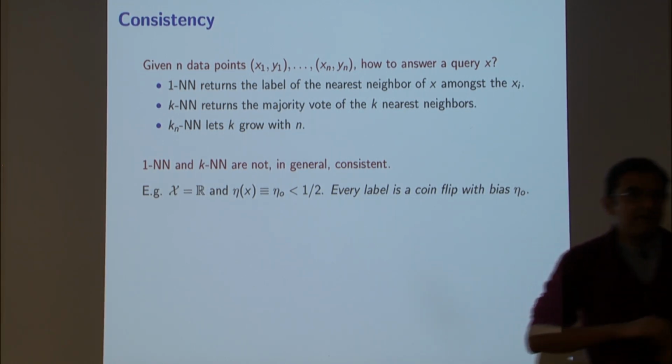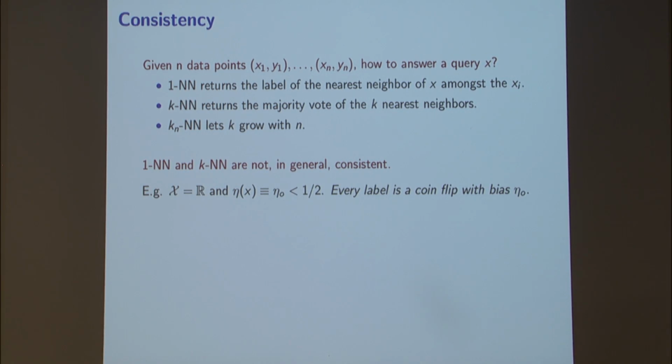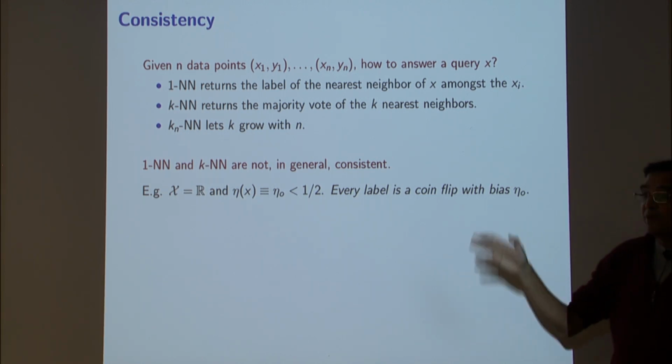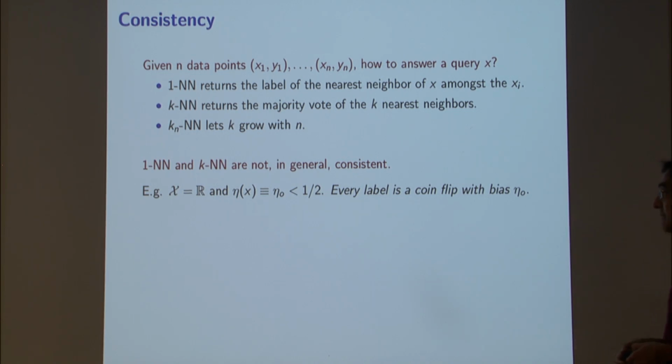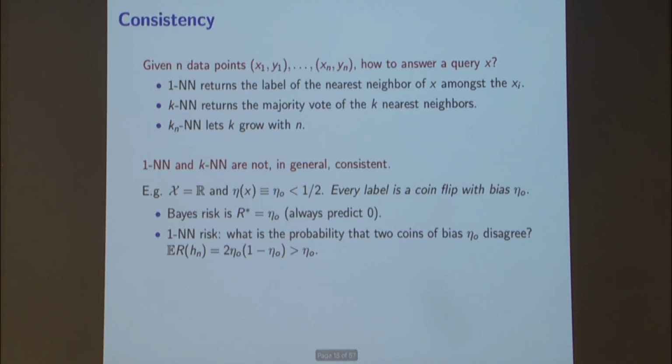Simplest example is where for every point in space, there is, say, a 25% chance of a 1. Okay? You have a 25% probability that that person is going to respond. And so you should just predict 0 everywhere, and your error rate is going to be 25%. The one nearest neighbor, unfortunately, has got a much higher error rate.